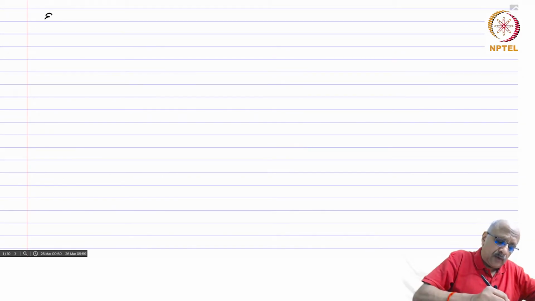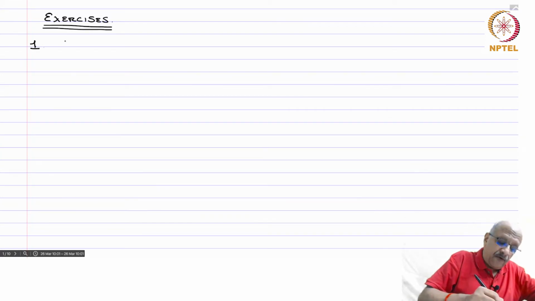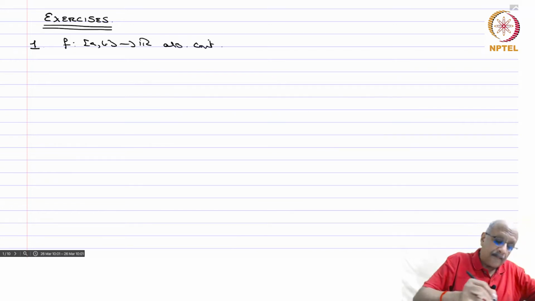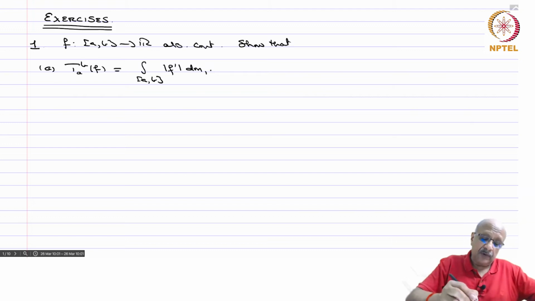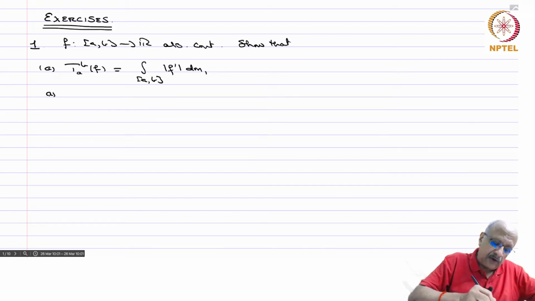Okay, so now let's do some exercises. So first one, f: [a,b] → R absolutely continuous. A, show that T_a^b(f) equals the integral over [a,b] of |f'| dm1. So we proved this for continuously differentiable functions, so it's also true for absolutely continuous functions.